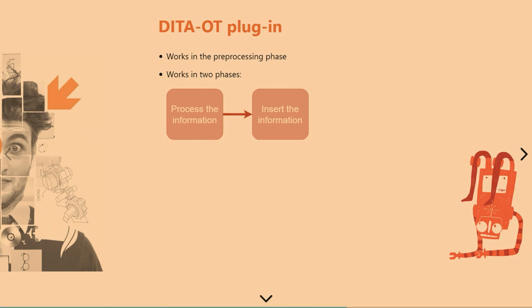The plugin itself works in two phases. First of all, we're going to process the information. And then the second step, we're going to insert the information into the topics. As it works in the pre-processing phase, going to HTML, going to PDF doesn't matter. It all happens really early in the process.